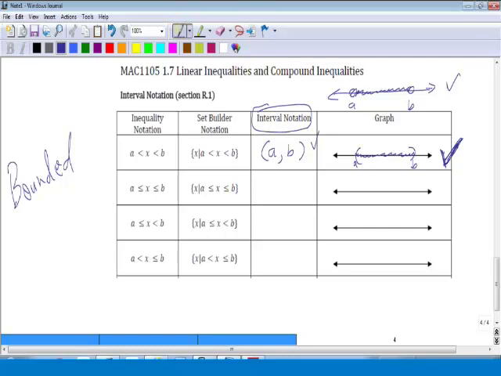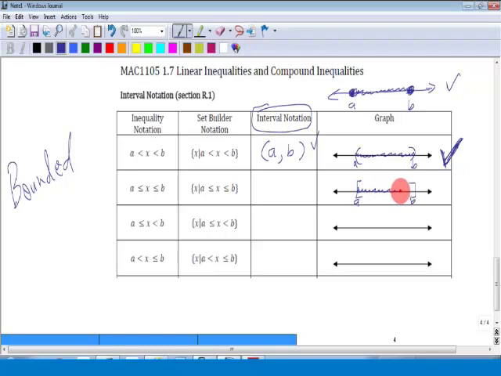Now, if both endpoints are included, it's a little bit different notation. The endpoints, if it's Alex, Alex probably wants a solid dot right there and a solid dot right there to indicate that the endpoints are included. What I'm looking for is a square bracket at both ends to indicate that the endpoints are included. The reason?